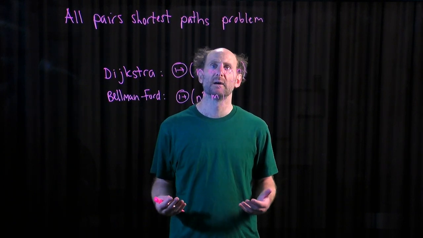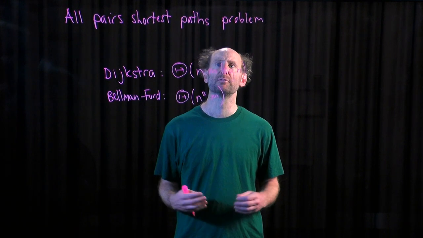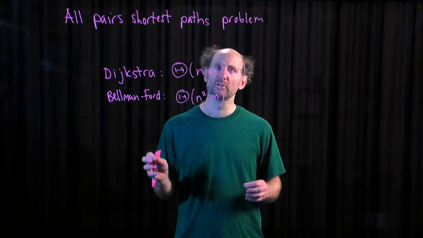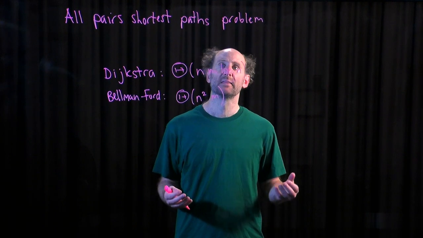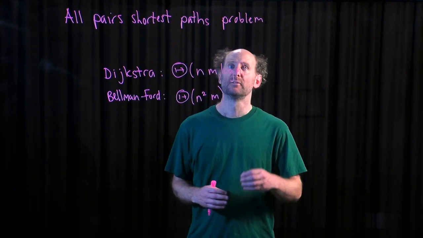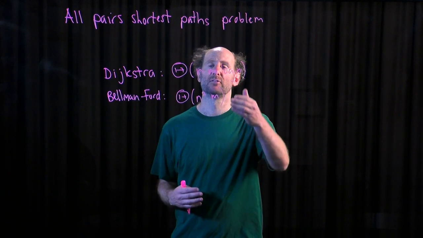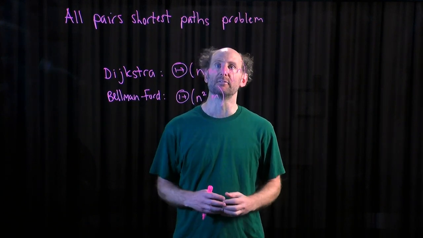There is, however, another solution to the all pairs shortest paths problem known as Floyd's algorithm that is also robust to negative weights and has a running time of big theta n cubed regardless of the density of the digraph. So it's faster than repeated applications of Bellman-Ford, certainly on dense digraphs.